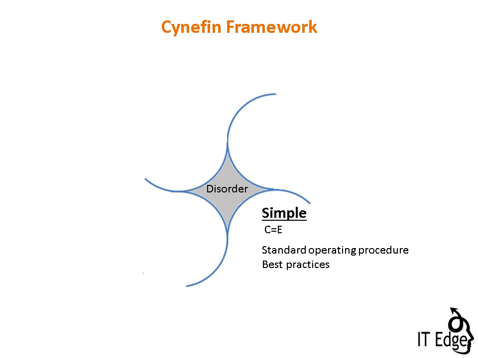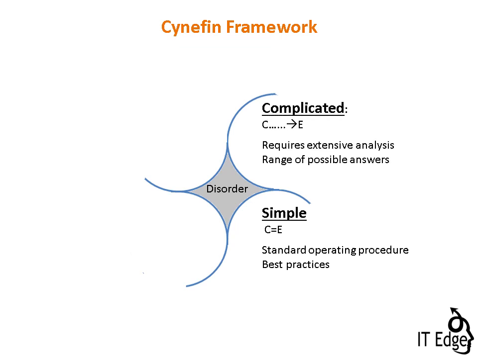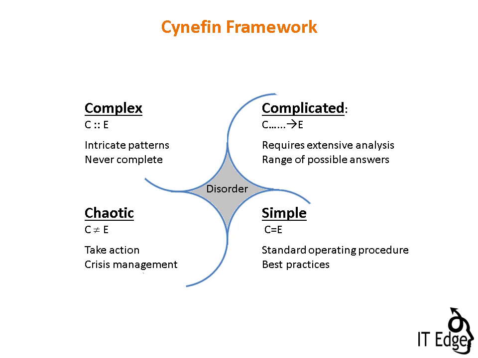Simple, where cause and effect are well known and connected. The next domain is complicated. Here, it requires an effort to work out the relationship between cause and effect. The complex domain is where the cause and effect are so intertwined that things only make sense in hindsight. The last domain is chaotic, where there is no perceived relationship between cause and effect.